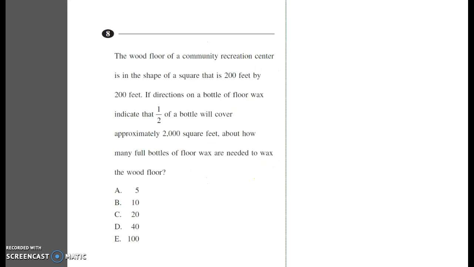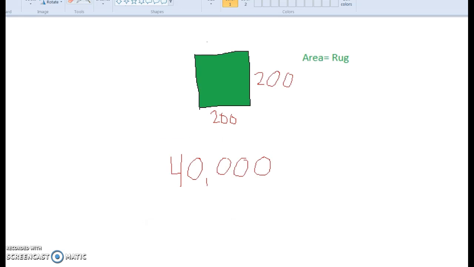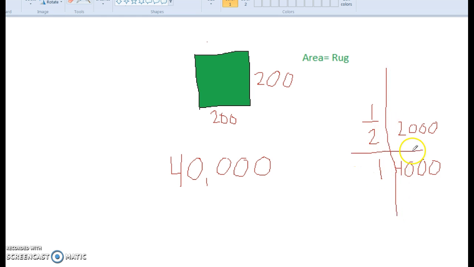So the question said half a bottle will cover 2,000 square feet. So we have two options. We can either figure out how many half bottles we need, or we can figure out how many whole bottles we need. A half bottle covers 2,000, which means that a whole bottle would cover 4,000. You can do this math either way you want to, okay? A half is going to cover 2,000, a whole is going to cover 4,000.